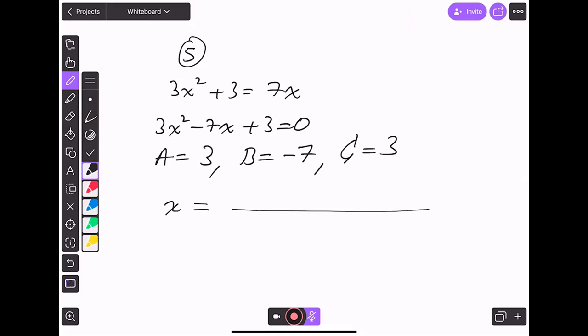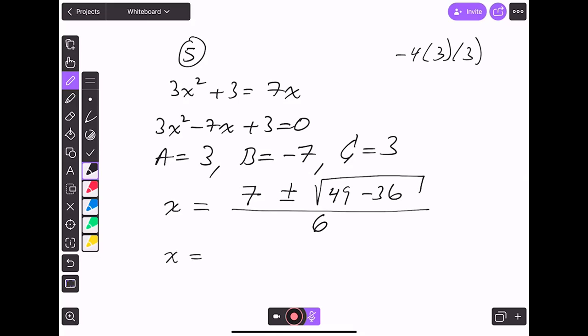The bottom is twice the a. Well, if a is 3, twice the a is 6. The top is the opposite of b. Well, if b is minus 7, the opposite of minus 7 is 7, plus or minus, and this is where a lot of students really screw up. What goes there? b squared. Well, minus 7 times minus 7 is 49. And then I get minus 4 times a times c, which is minus 36.